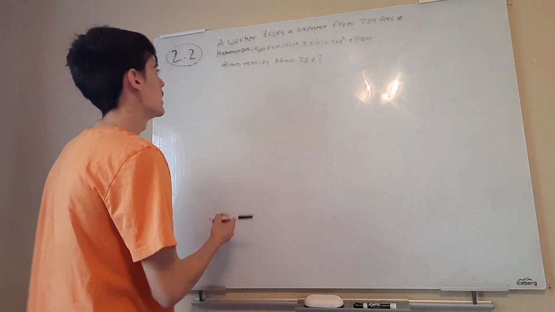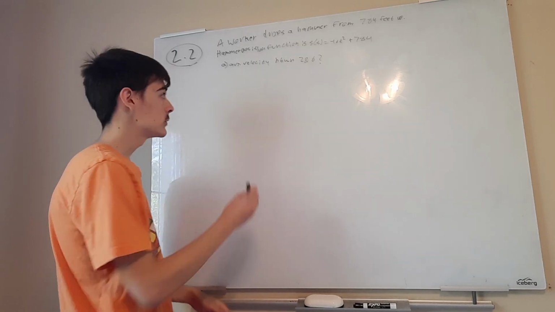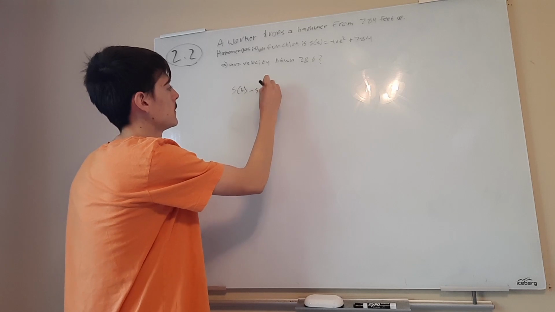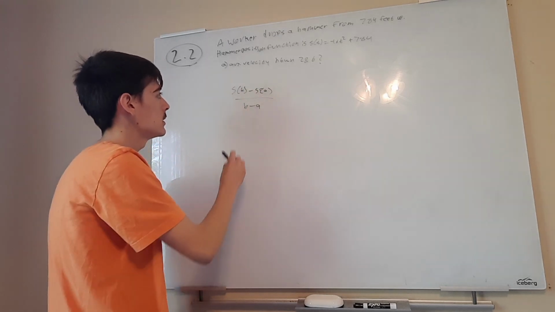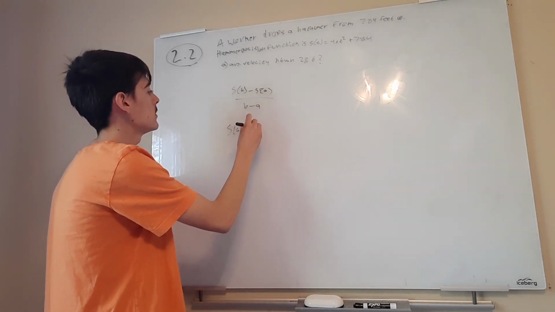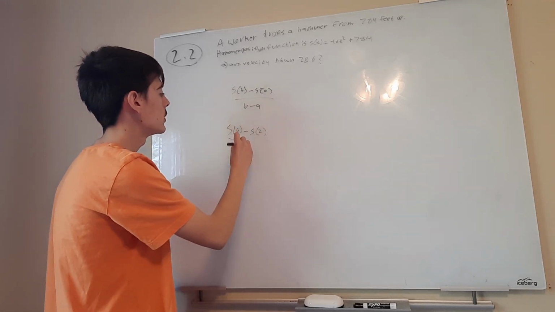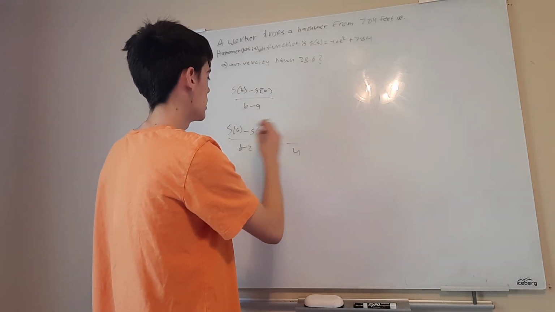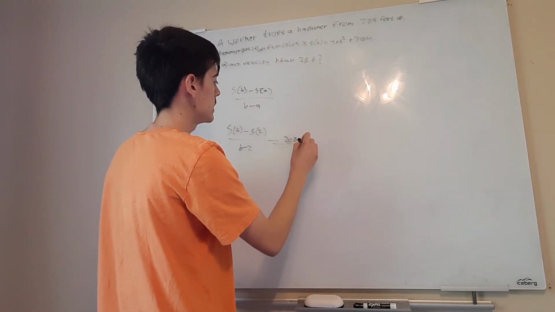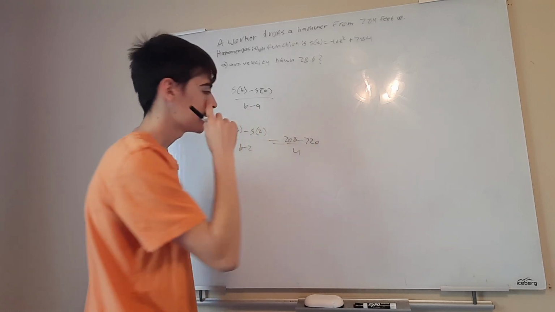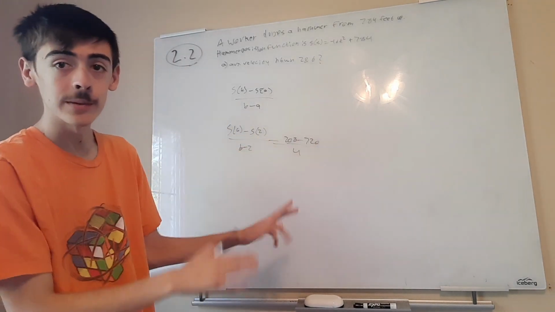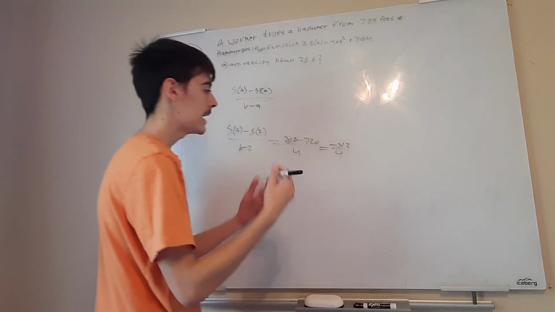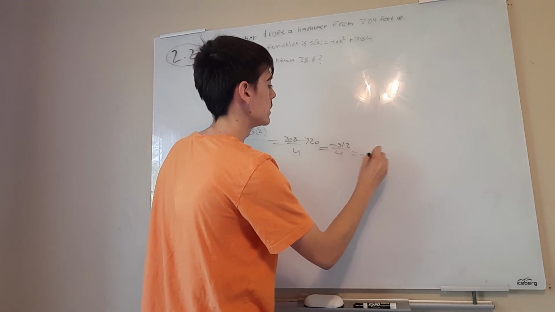Remember, average velocity is the average rate of change formula. So we would do S of b minus S of a over b minus a. For us, this would be S of 6 minus S of 2 over 6 minus 2. S of 6 is 208 and S of 2 is 720. Weird numbers, I just happened to look at them beforehand to remember this. That's going to be negative 512 over 4, which is negative 128.